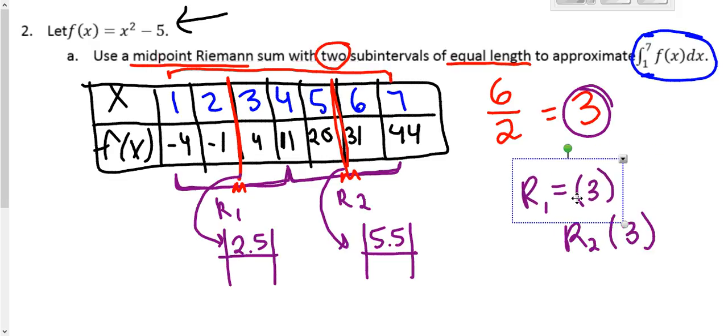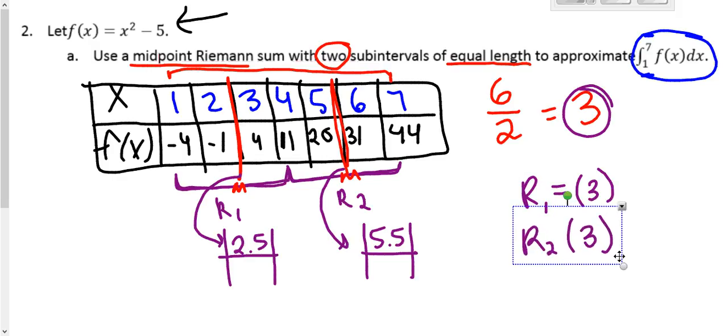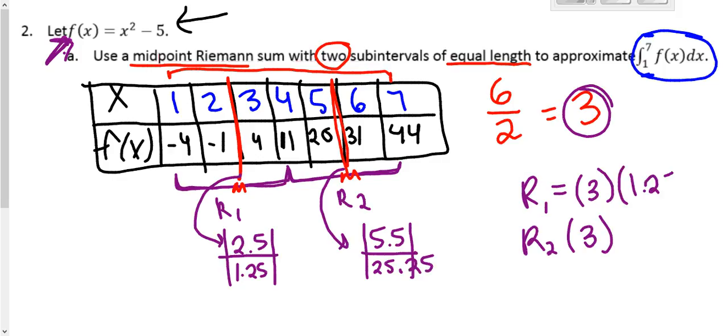So, move these over a little bit. We're going to take 2.5 and plug it into our equation. So we'll have 2.5 squared minus 5. When you do that, you get 1.25. And then we plug in 5.5 up here. So 5.5 squared minus 5 is 25.25. So here, my height is 1.25.